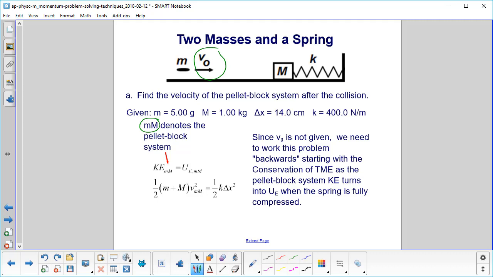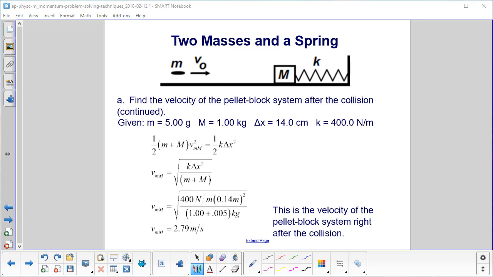We're going to start off with the conservation of total mechanical energy as the pellet block system kinetic energy. Right, when the pellet hits here, it's going to start moving in that direction. It has a kinetic energy. That will turn into elastic potential energy when the spring is fully compressed. So we have our kinetic energy of the bullet block system. The pellet is already inside the block, and that will transfer into 1/2 k delta x squared.